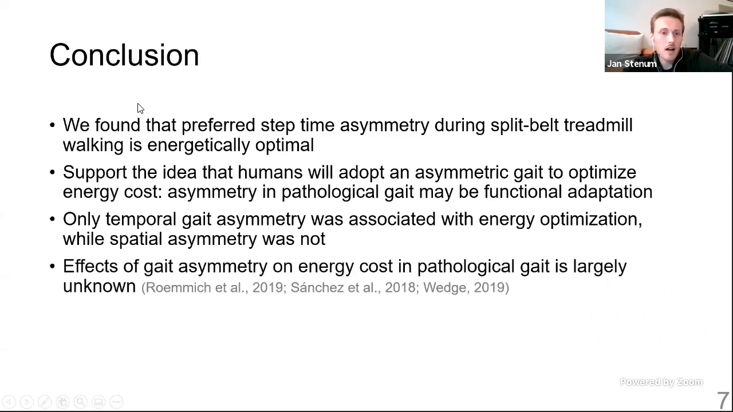And last, it's not clear how these effects would generalize to pathological gait and overground walking. So we think that that may be a fruitful area to continue this line of research.